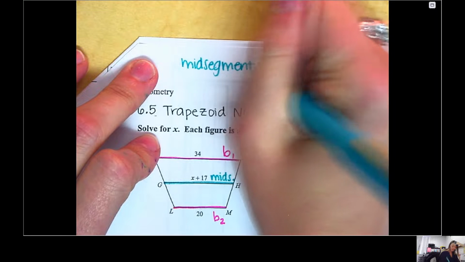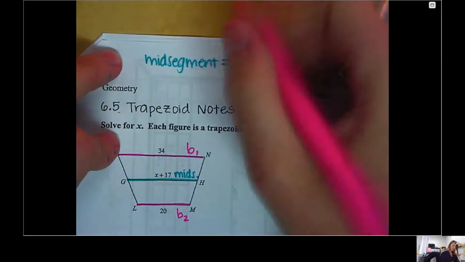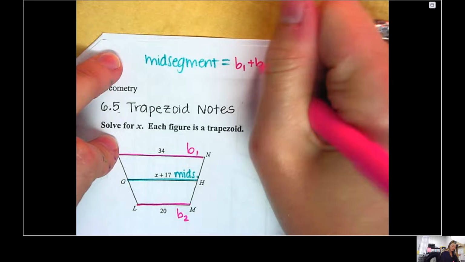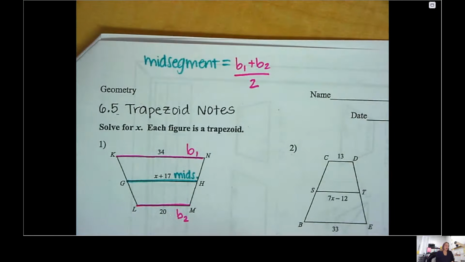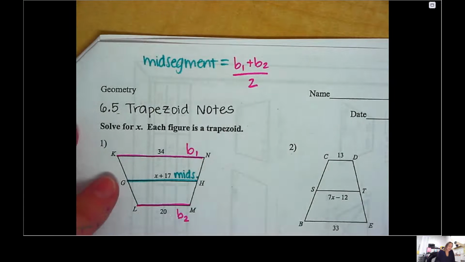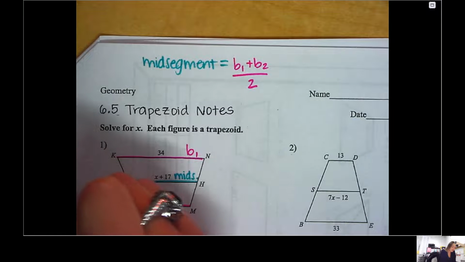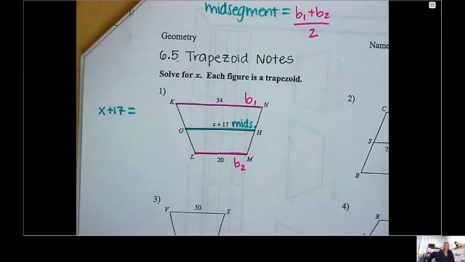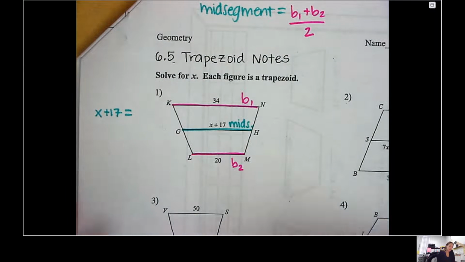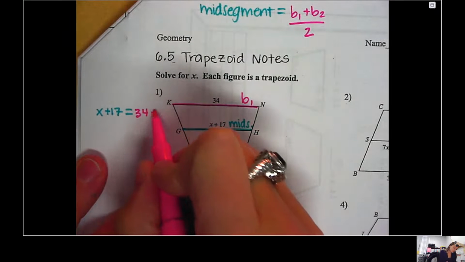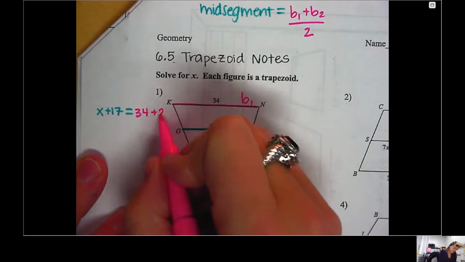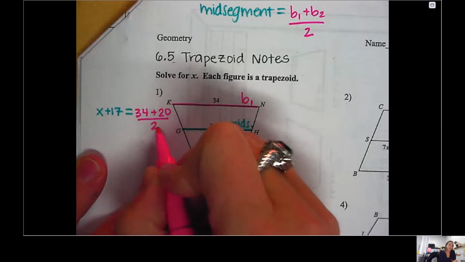So the mid-segment equals B1 plus B2 divided by 2. Okay, so my mid-segment is x plus 17. And that should equal base 1 plus base 2 divided by 2. So 34 plus 20 divided by 2.